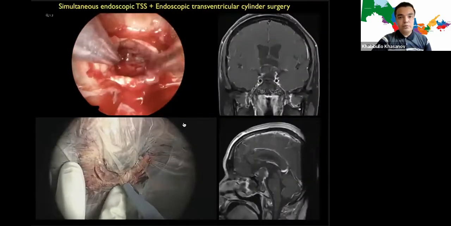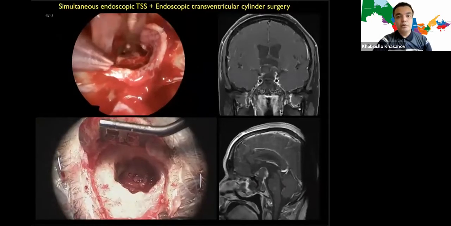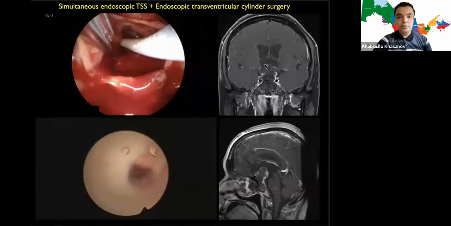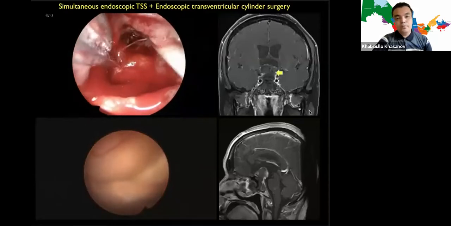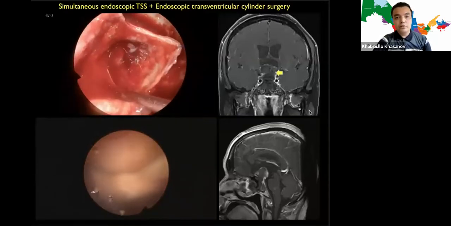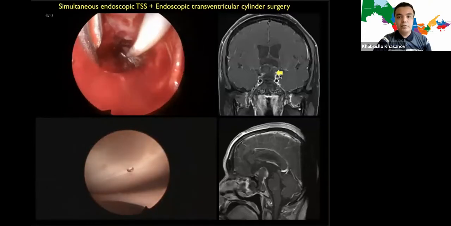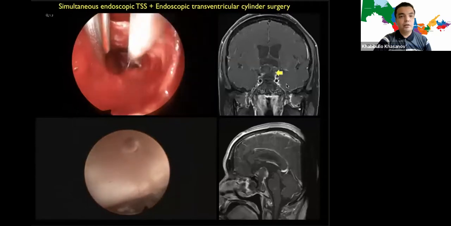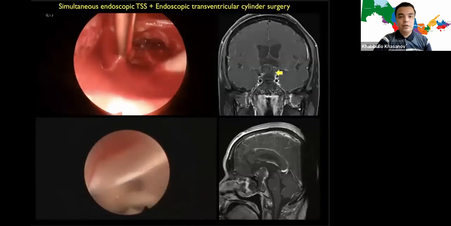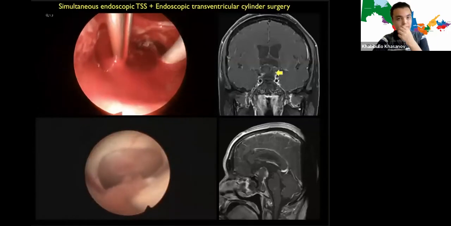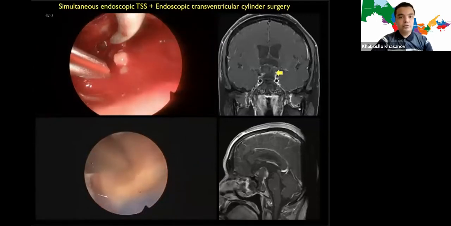So this is the postoperative MRI. We reached complete tumor removal, total resection, and there is a hematoma capsule. And here is the pituitary gland, which was dislocated to the left side. So we preserved it, even the pituitary stalk, and the patient has no complications, no CSF leaks, and no pituitary endocrinological dysfunction.